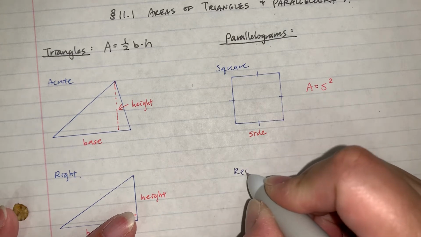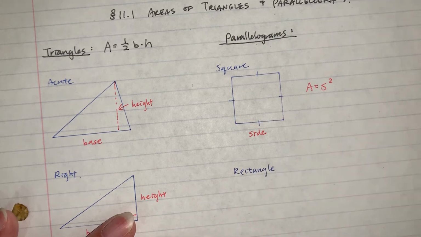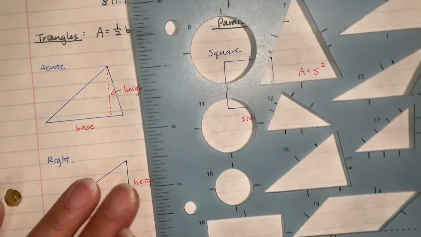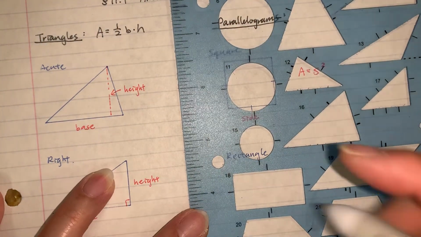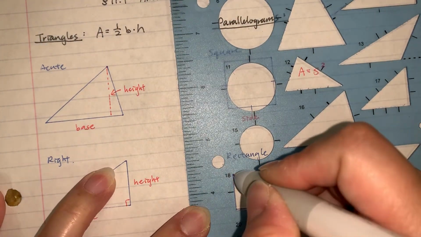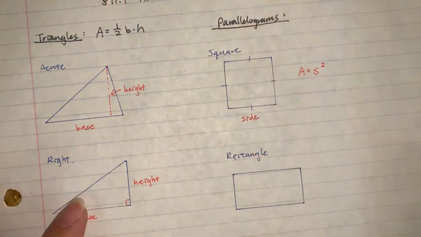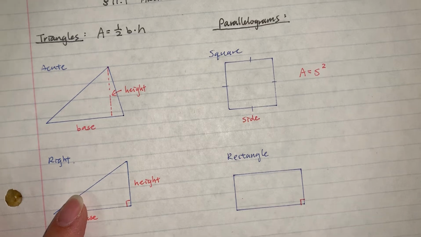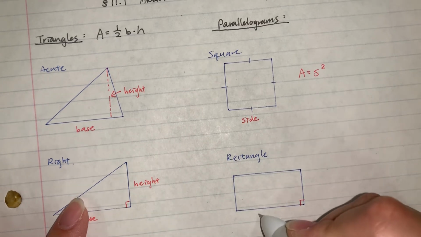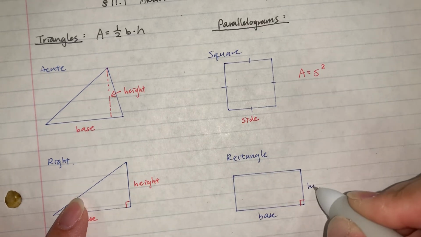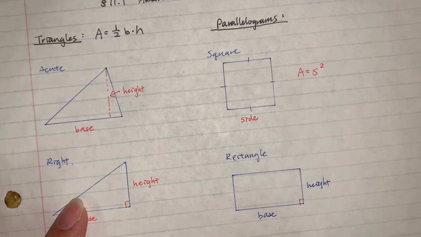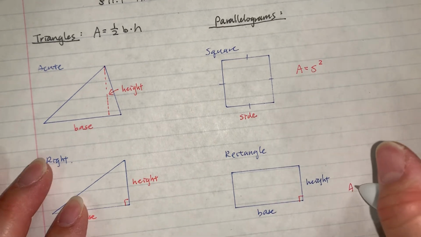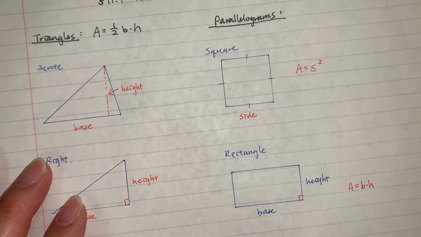Rectangle, then, is very similar to our square. Using template number 18, you can draw your nice rectangle, right? Just like the right triangle, you notice that all the angles here are right angles. So it really doesn't matter which one you choose as your base and which one you choose as your height, because in a rectangle, area is simply base times height. All right.